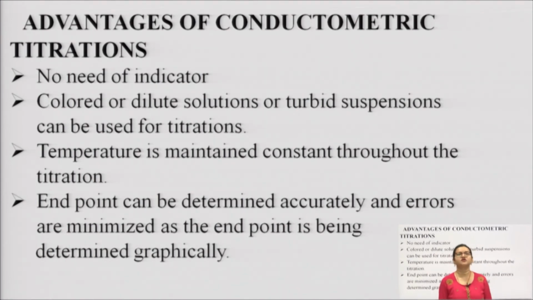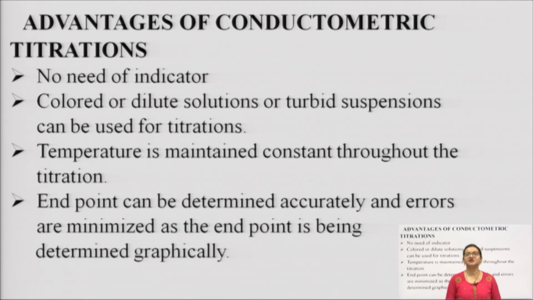Then come the advantages of conductometric titration. As we have seen, the titration is very precise and gives very accurate results. There is no need of any indicator. It is very useful for colored solutions, and dilute or turbid solutions or suspensions can be very well estimated by this method. Temperature is maintained constant throughout the titration, because temperature will change the conductance of ions. That is why we should keep the temperature constant throughout the titration. That is one condition that is to be monitored very well.